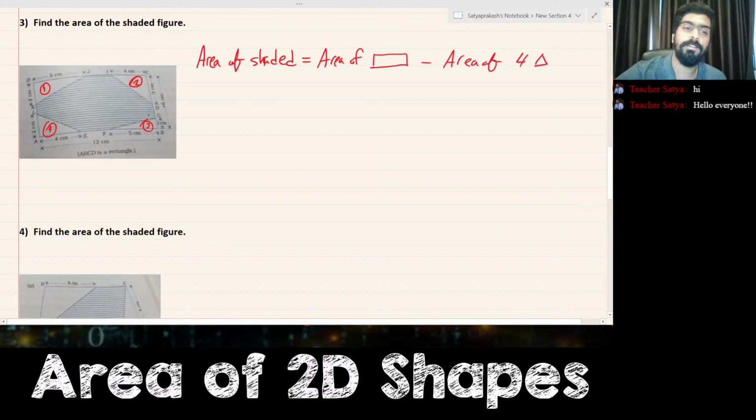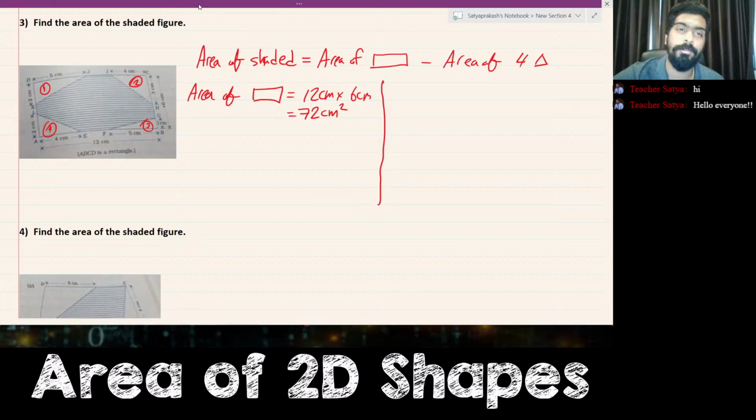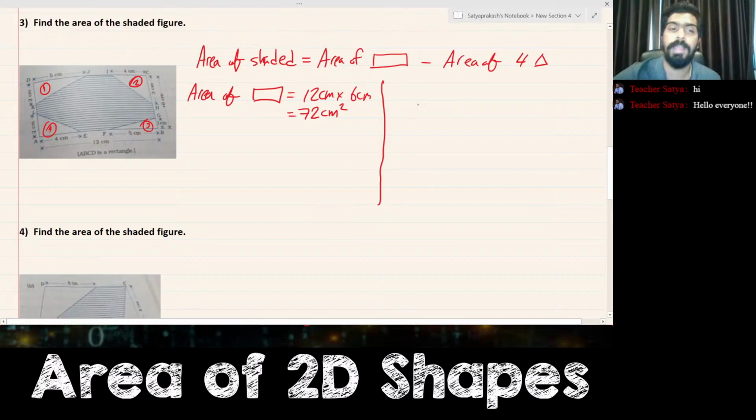Now in this case, let's figure out the dimensions, right? So here we have the length is 12 and the width is 6, right? So the area of the rectangle would be pretty easy. So we have, let me write it here, area of the rectangle is equal to 12 centimeter multiplied 6 centimeter, which is 72 centimeter square, right? Now let's find the area of the triangle, guys.